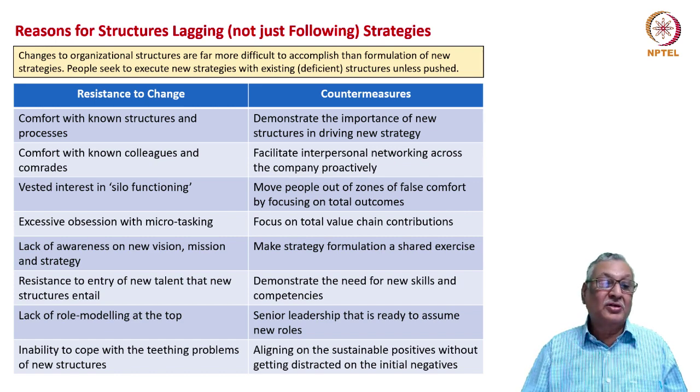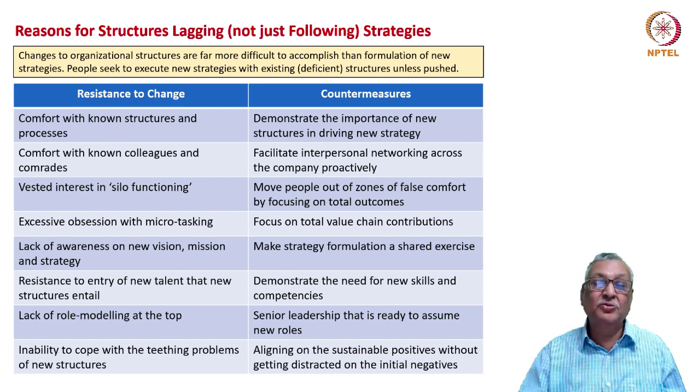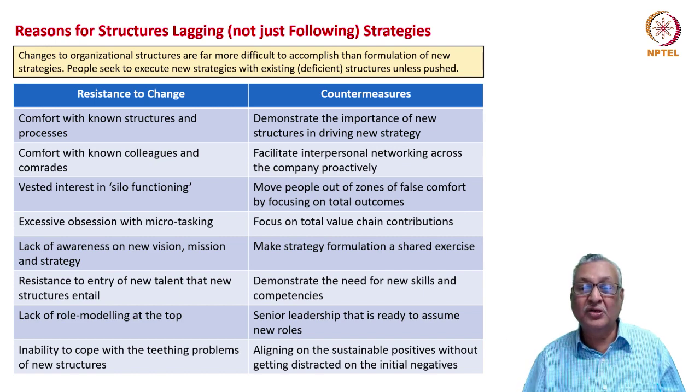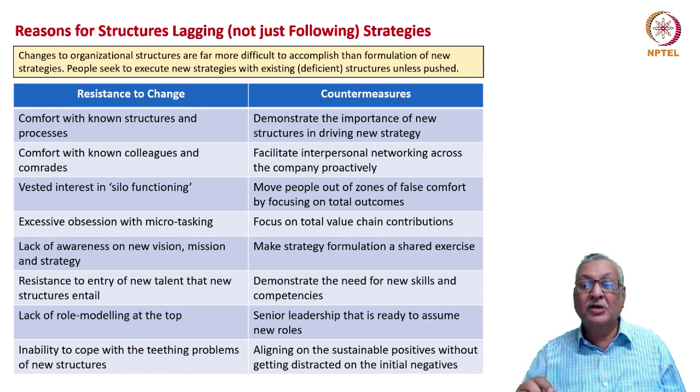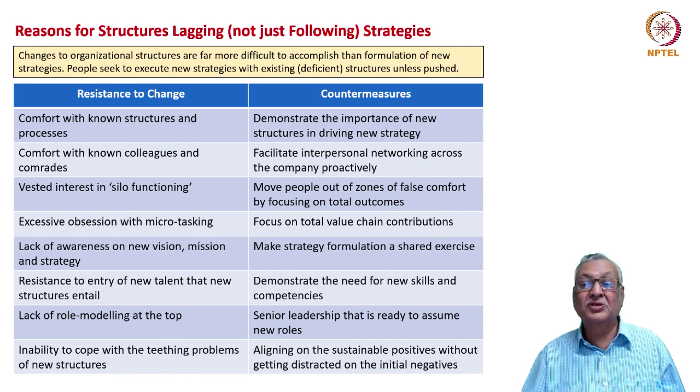There is also a negative factor. There is a lot of vested interest in organizations in silo functioning. That is, I do my bit, I don't bother what happens next. To be able to mitigate this risk, we should move people out of the zones of false comfort, and we should do that by focusing on total outcomes. Silo functioning also is egoistic. Some people feel that their work is superior to other people's work, in which case transparency, holding the mirror to such silos and such people is also important to move people out of their artificial zones of comfort.